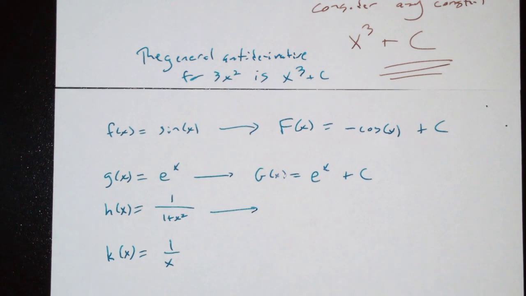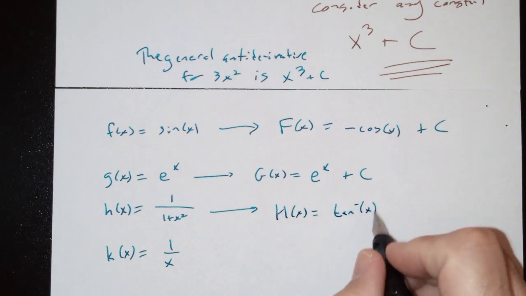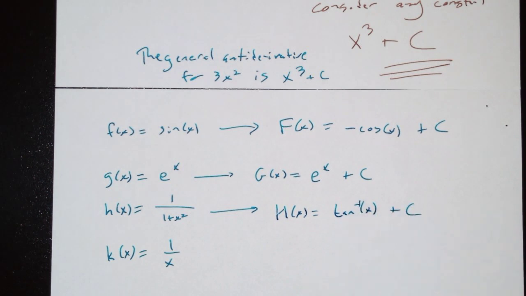1 over 1 plus x squared. Wait a minute, that looks like it should be quotient rule, but I get to cheat. Because this one actually doesn't come from quotient rule. This one comes from my inverse trig functions. This expression is the derivative of the inverse tangent. This is a matter of pattern recognition.